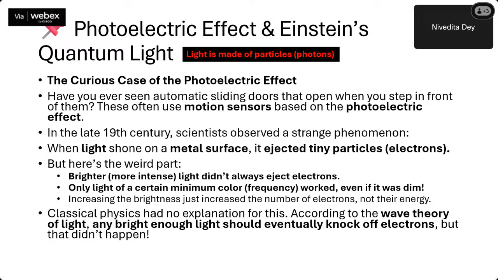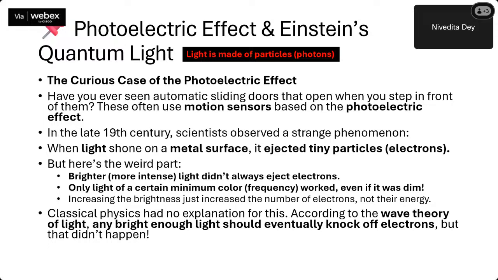So when light shone on a metal surface, it ejected tiny particles, right? But what is the weird part? The weird part is that brighter light did not always eject electrons. It does not necessarily mean that if you increase it continuously, it will eject electrons. Only light of a certain minimum color or frequency worked, even if it was very dim. So increasing the brightness just increased the number of electrons, but doesn't increase their inherent energy.